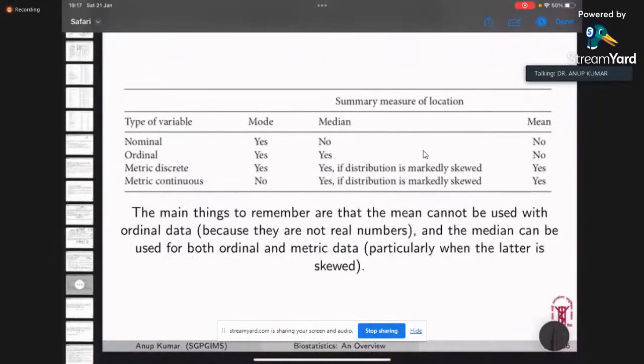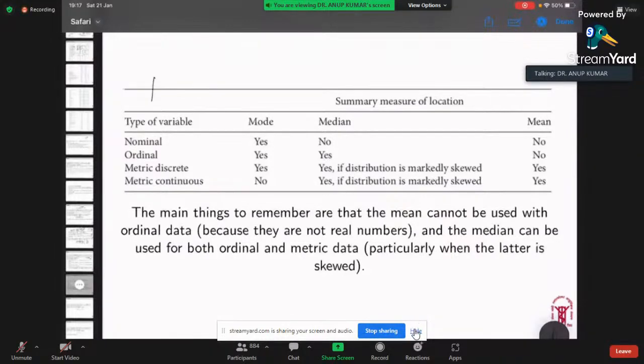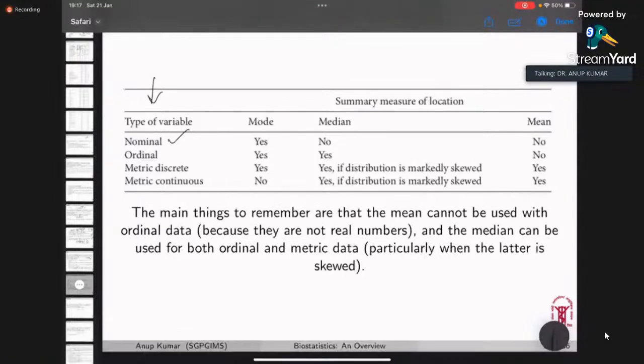So to summarize this measure of location, you can see the type of variable. If your variable is nominal, you can calculate the mode, but you cannot calculate the median or mean. It is irrelevant to calculate the median or mean. If your data is ordinal, you can calculate the mode and the median, but you cannot calculate the mean. It does not make any sense to calculate the mean of ordinal data.